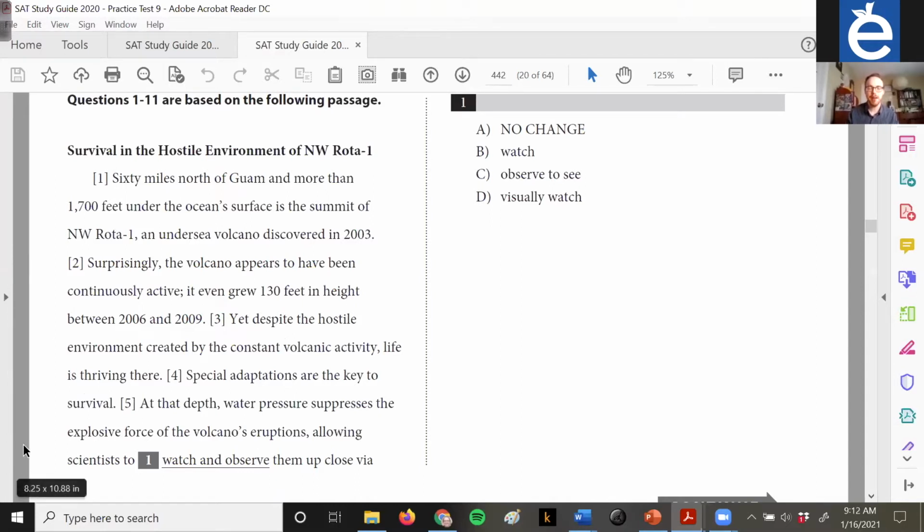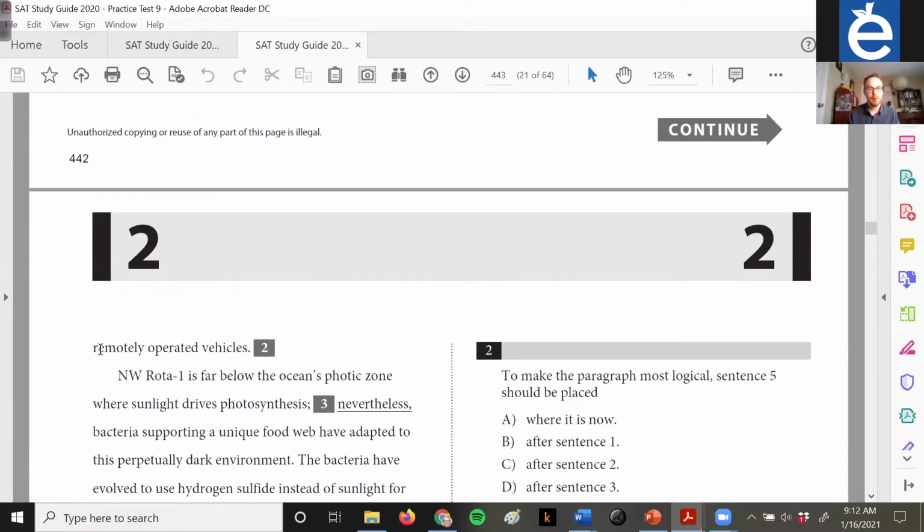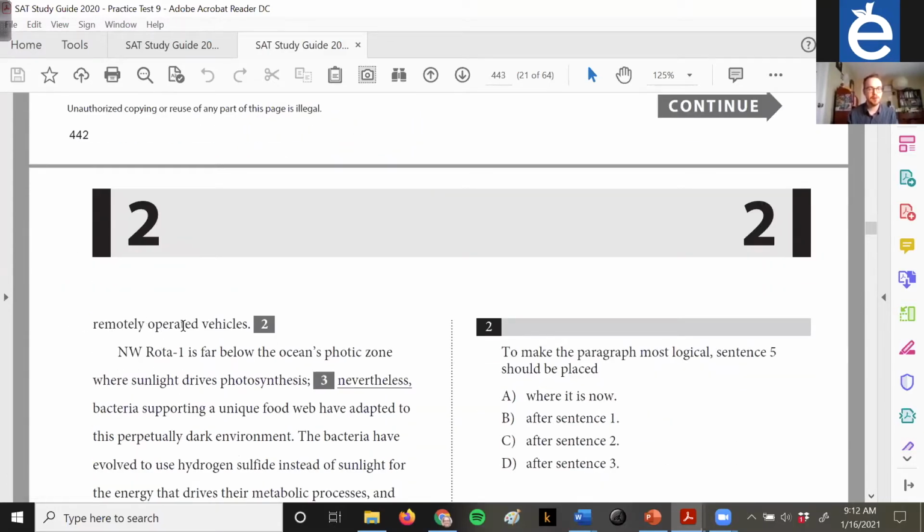Okay, so we have a pretty good idea of what this passage is about, right? At that depth, water pressure suppresses the explosive force of the volcano's eruptions, allowing scientists to watch and observe them up close via remotely operated vehicles.